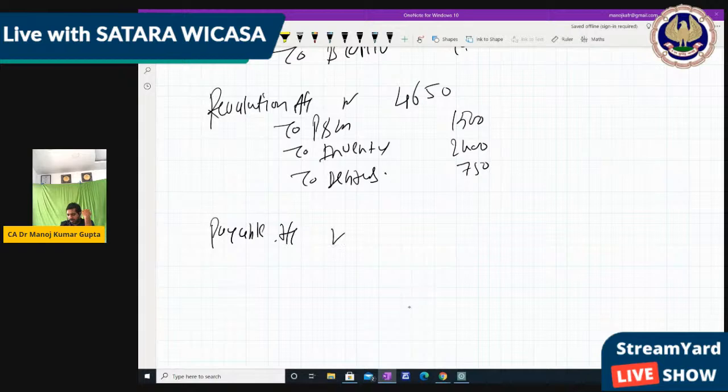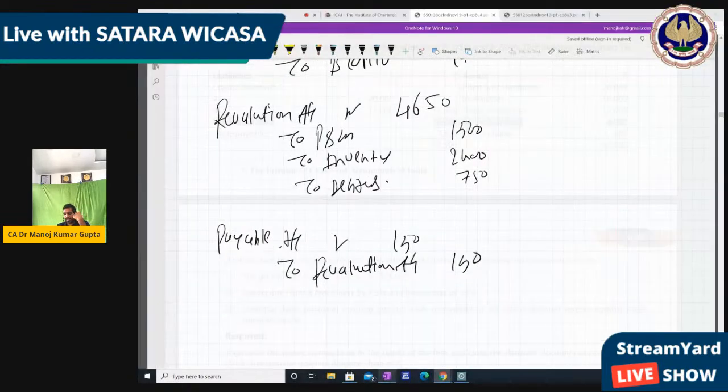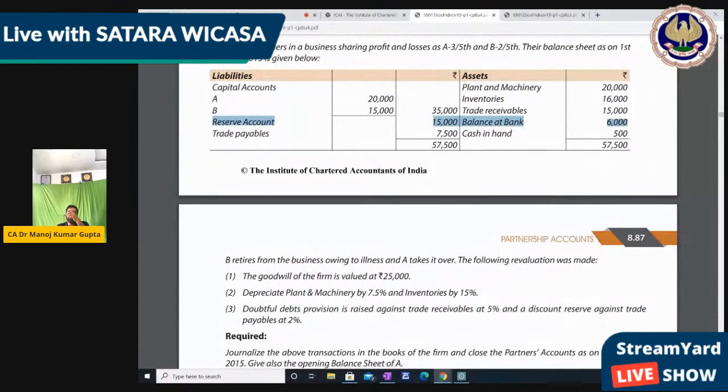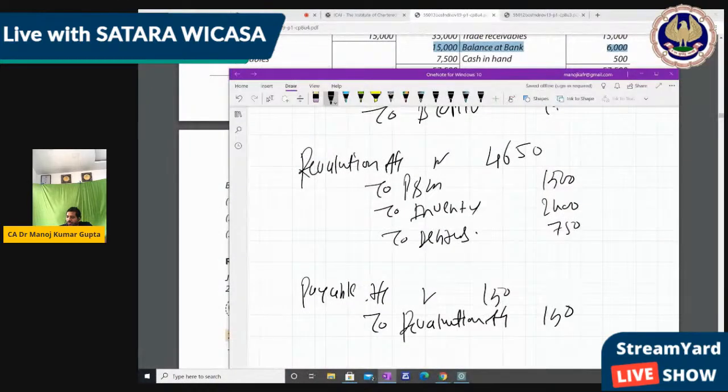Payable account debit to the valuation 150. Right? I think all the valuation part we had done in the balance sheet as well as in the journal entry. Everything is done. Now close the account so that we get the balance. Let's close.